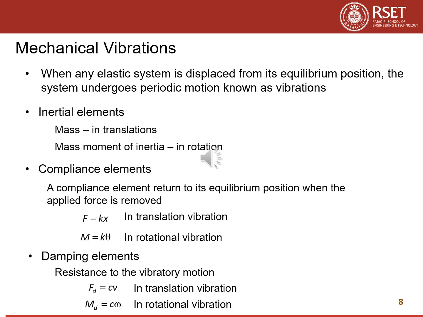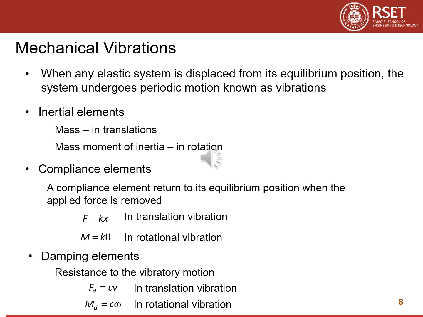Mechanical vibration. When any elastic system is displaced from its equilibrium position, the system undergoes periodic motion known as vibration. We can represent this vibration based on some mechanical vibrating system. There are basically three elements for a mechanical vibrating system. The first element is the inertial element. For translation vibration, the inertial element is basically mass, and for rotation, the inertial element is mass moment of inertia. That we have already seen when we were covering module 4.